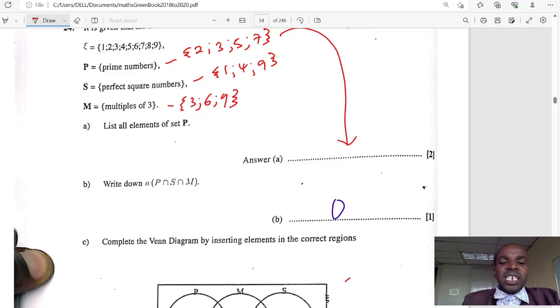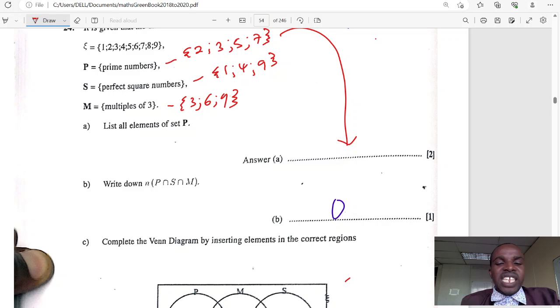Then they said we want to complete this Venn diagram. We start with intersection always. So P and M, compare set P and M. So we have common, we have 3, just 3. That's the only number that is found in both P and M. Then we have M and S. M and S, we have 9. That's the only number found in both the sets, right?